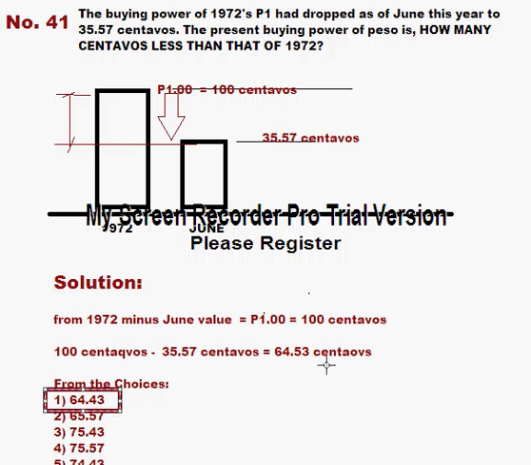So choice 1 is 64.43. I made a mistake earlier, it is 43, not 57, so the answer is 64.43. Can you follow? If that is the case, then this is your answer.